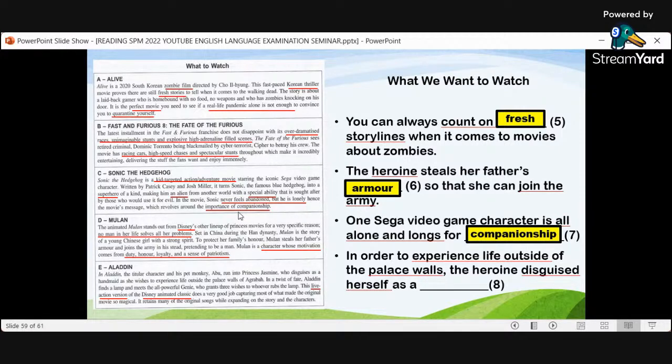And in order to experience life outside the palace wall, right? So again, it's going back to Mulan. Is it Mulan? Yes. Okay. Is it Mulan? Or is it someone else? Outside the palace wall. Okay. Set in China, Mulan is a story of a heroine with a strong. She steals and pretending to be a man. No, that's not the one. Going back to Aladdin.